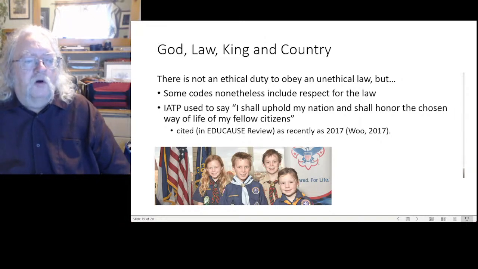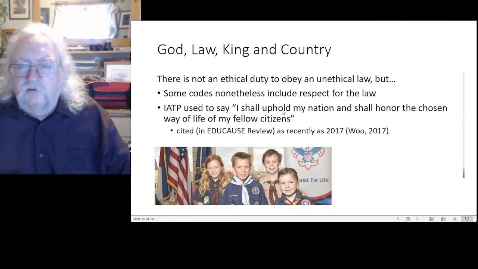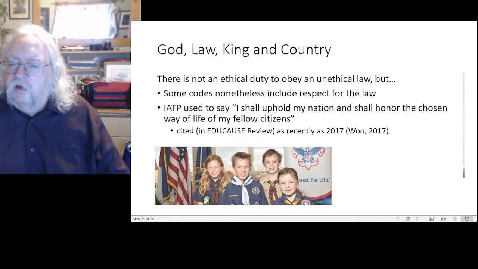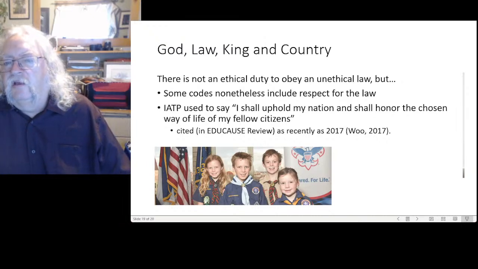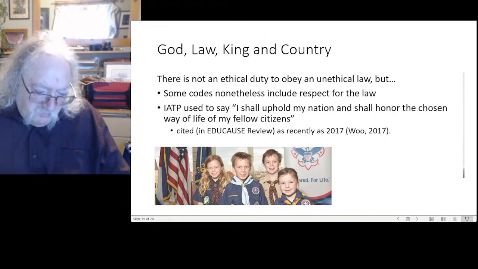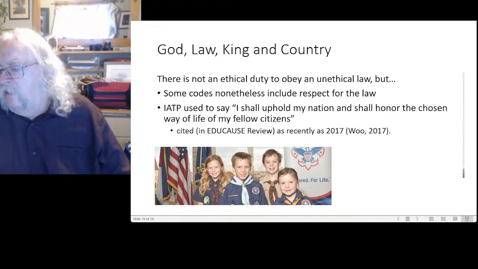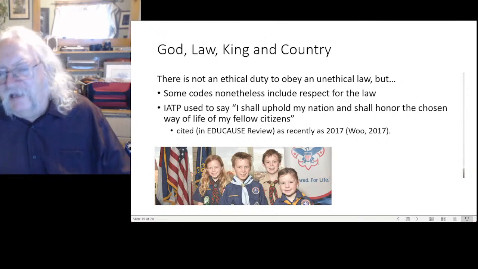I've lumped four of these together in my original draft. I have simply law and country, and I decided to include God, law, king, and country to make it a bit more inclusive. Again, these are rarely mentioned in codes of ethics, although I do remember when I took my Boy Scout oath, promising loyalty to God and the Queen and country. Mind you, that was many years ago.